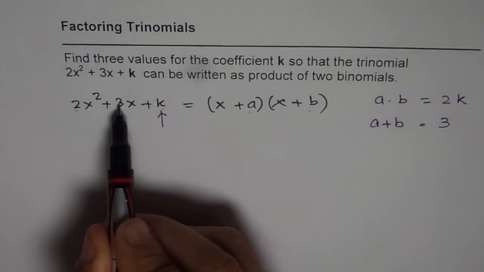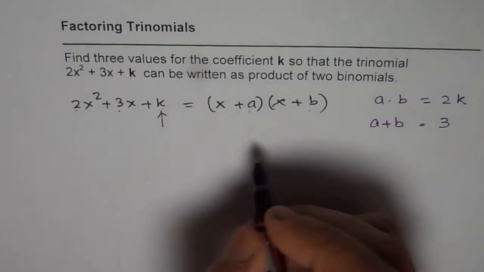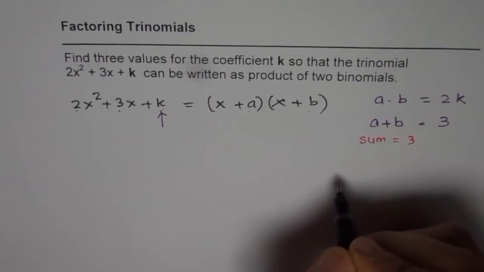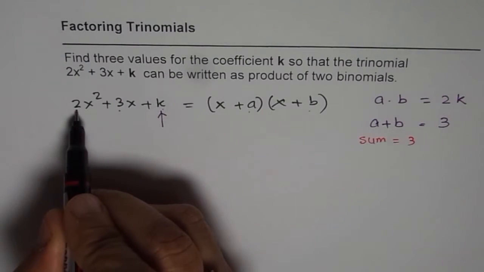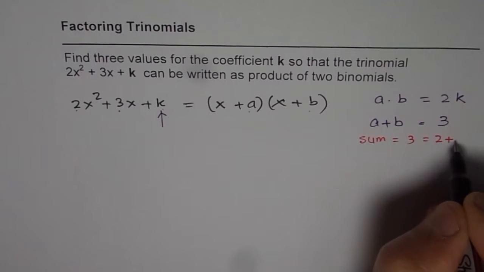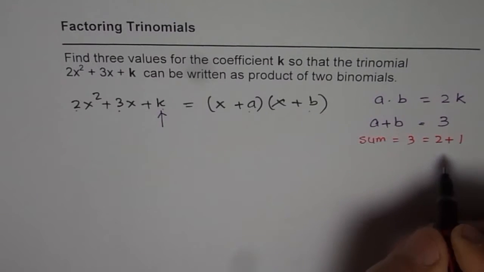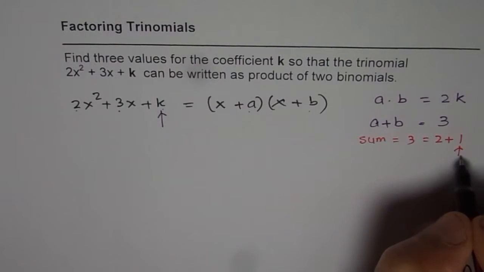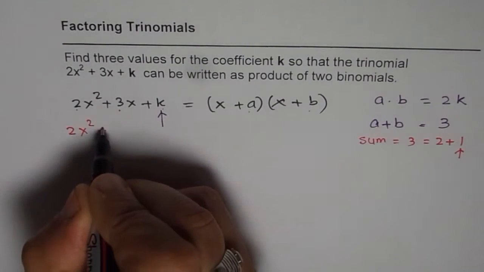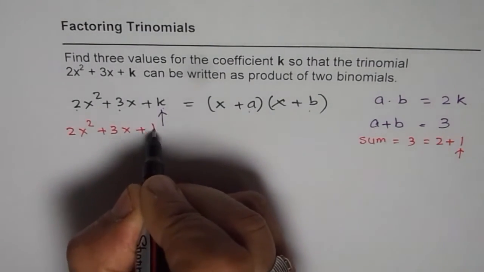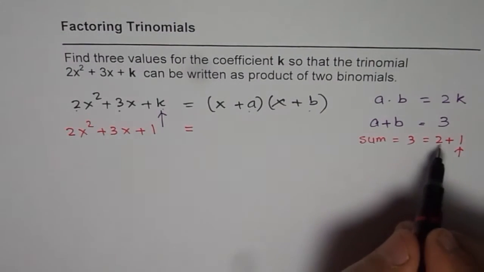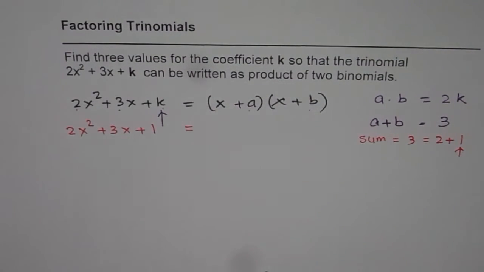We want the sum as 3, right? We already know that one of the numbers is 2. So let us use this number. So a sum of 3 you can get as 2 plus 1. 2 plus 1 is 3. That means k could be 1. Do you see that? k could be 1. So one possibility is 2x squared plus 3x plus 1. And in that case, these are the two magic numbers. So we could actually use this and factor our equation, correct?